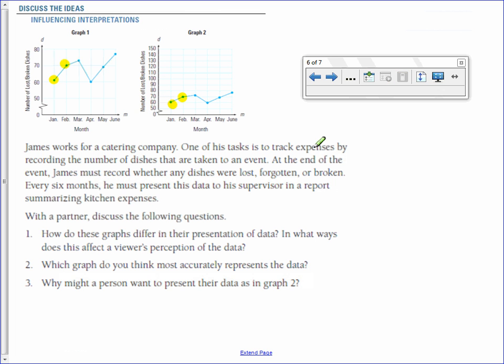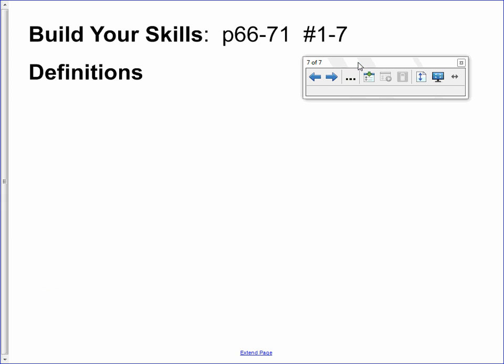Yet, which graph would be better to give your supervisor, and why? Why would it be better? This graph shows a more consistent situation. This one appears to be more variable, where this one goes up and this one goes down and that one's up. Which one is more truthful, or which one would serve James better to present to his boss, and why? And those are some things you're going to have to talk about.